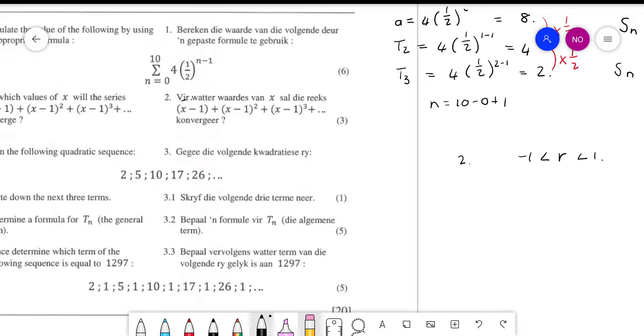So now we need to find r in terms of x. This is a very easy one. You can almost read off r. What is r? x minus 1. Do you see? Every time it's just multiplied by the bracket x minus 1.